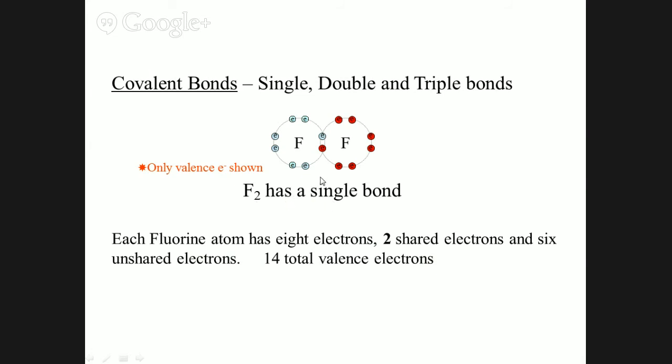It has a single bond. We have 1 fluorine with 7 valence electrons, and another, also with its 7 valence electrons. They are sharing a pair there in the middle. So each fluorine thinks it has 8: 2 shared, 6 unshared, a total of 14 valence electrons needed to complete this molecule.